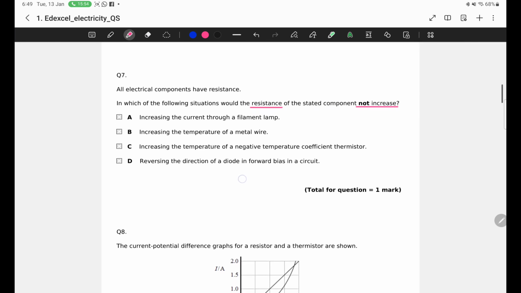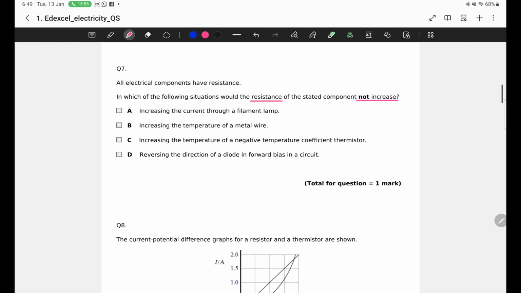Now we are discussing the situations. Situation number 1: if we increase current through a filament lamp, the lamp becomes hot and its temperature will increase. It will increase the brightness of the lamp. When temperature increases, its resistance will increase. So this is not the answer. We are searching for not increase, so A is not the answer.